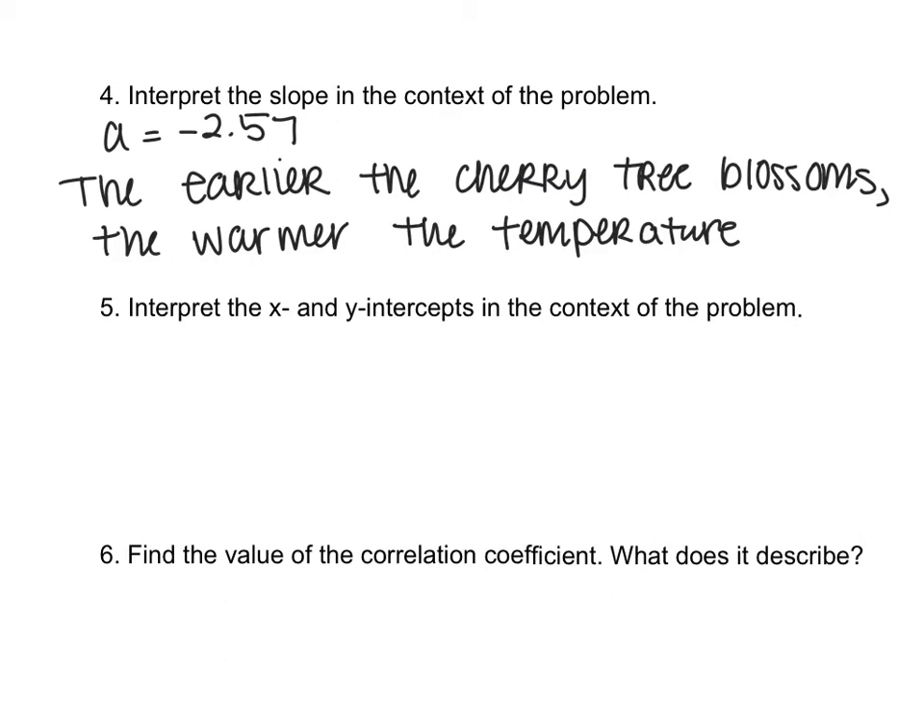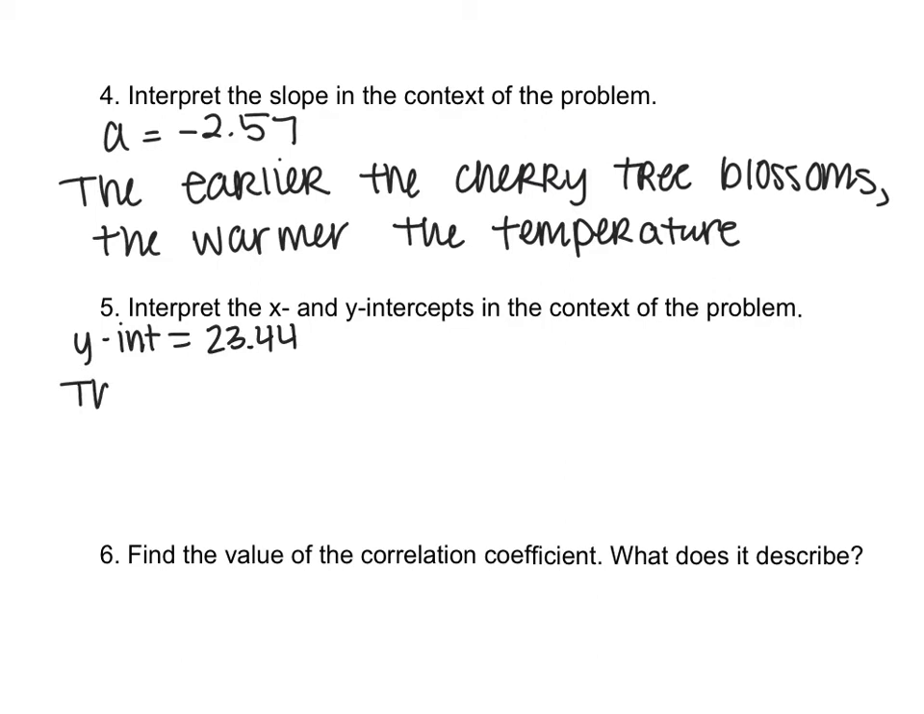Next, we want to interpret the x and y-intercepts in the context of the problem. So I'm going to start with the y-intercept since that's given to us from our equation. So our y-intercept is 23.44. So we think about how we get a y-intercept. We plug in 0 for x, and x represents our temperature.